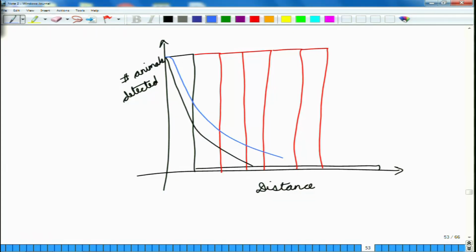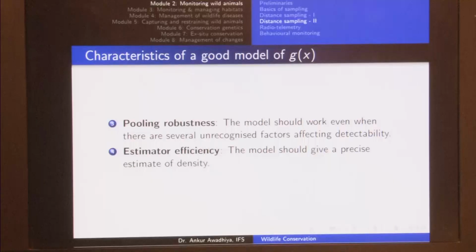Now, this criterion, if we put it mathematically, we will say that the slope at 0, that is g prime x at x equal to 0, or also g prime of 0, should be as close to 0 as possible, but it will be a finite value, so that we have a small shoulder at that point. The third criterion is that of pooling robustness. Pooling robustness means that the model should work even when there are several unrecognized factors that are affecting detectability. As we had seen in the last lecture, there are a number of unrecognized factors and our model should be able to incorporate most of them.